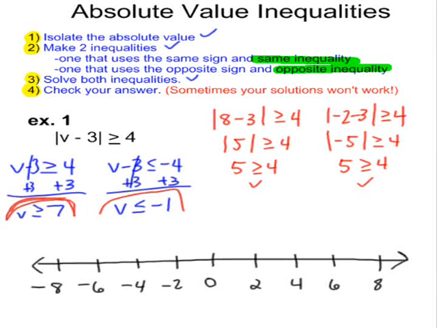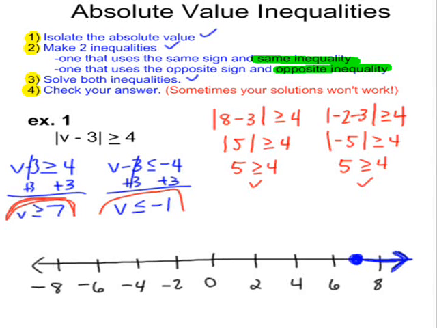All right. So our first one, we've got v is greater than or equal to 7. That's going to be a closed dot at 7, which is right here. And it's greater than, so that arrow points to the right.